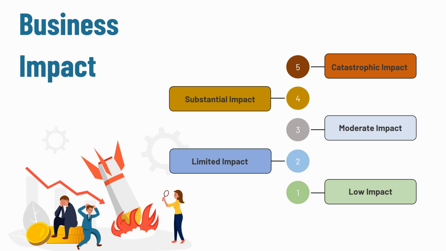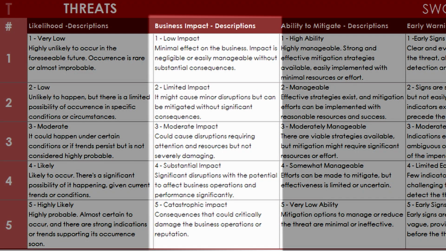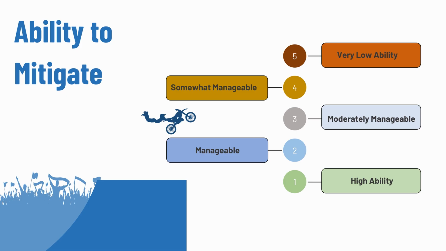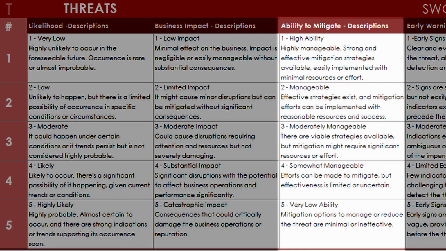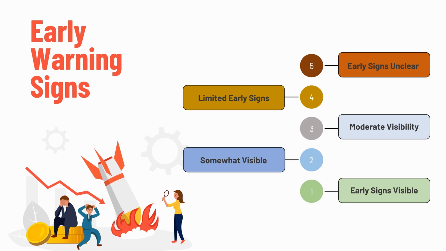Business impact ranges from low impact, which is minimal impact on the business, impact is negligible or easily manageable without substantial consequences, to catastrophic impact, which are consequences that could critically damage the business operations or reputation. Ability to mitigate ranges from high ability, highly manageable, strong and effective mitigation strategies are available and easily implemented with minimal resources or effort, to very low ability, where mitigation options to manage or reduce the threat are minimal or ineffective. Lastly, early warning signs.